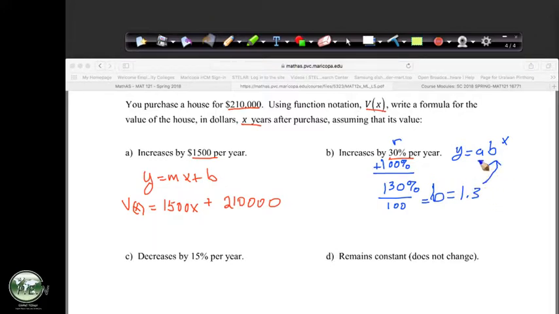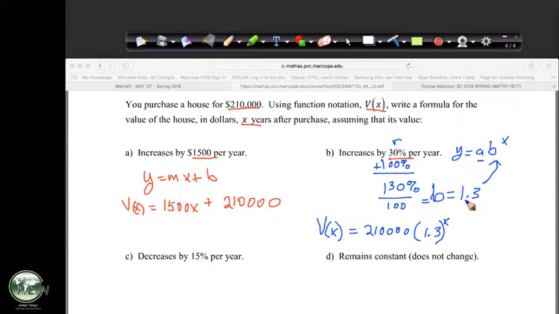Okay, so that's what the base is. And then what's our starting value? Same thing, it's the 210,000. So we write our function. The value of the house in year x is equal to 210,000 times 1.3 raised to the x. So 30% increase is 0.3, but remember we always have that 100%. We get the value we started with back plus 30% more. Good investment. Okay, so far so good.